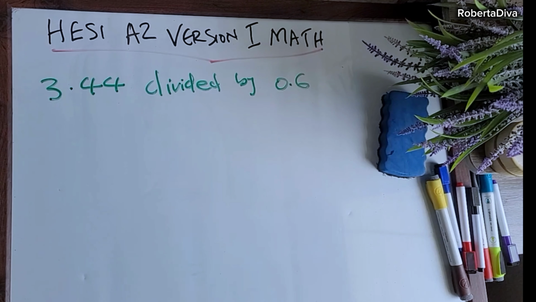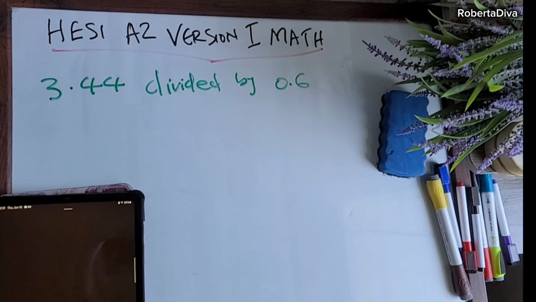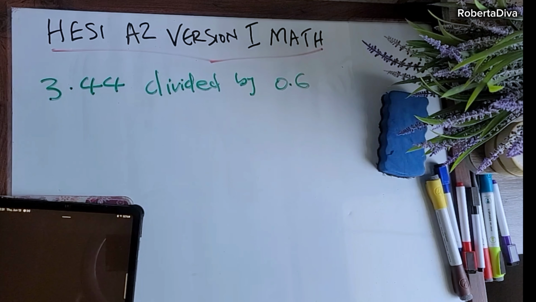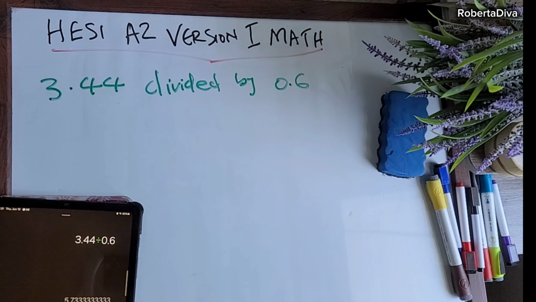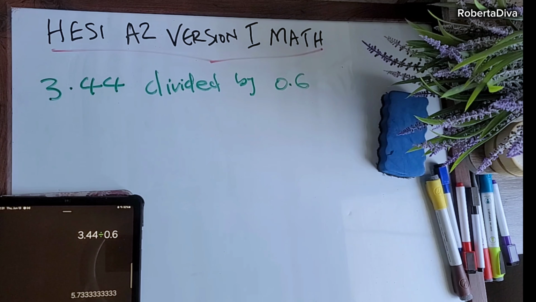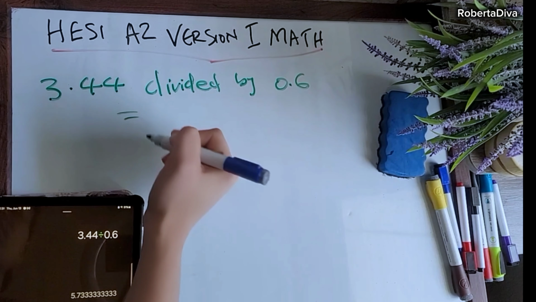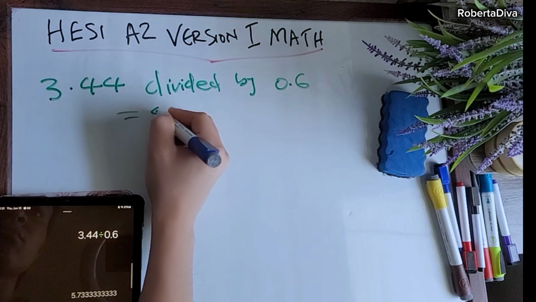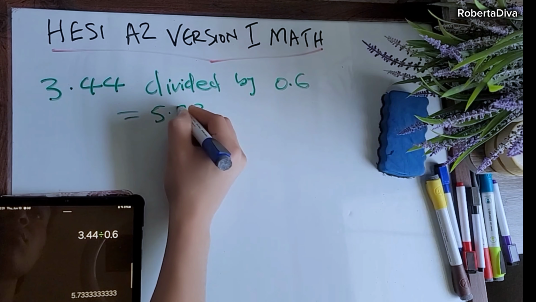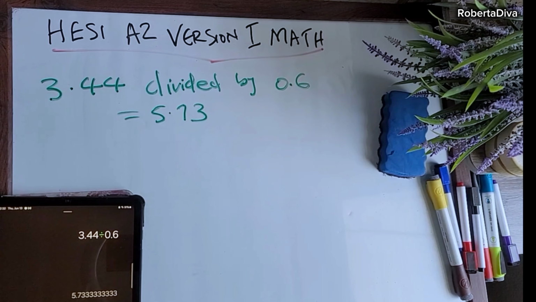Let's try this one. This one, oh my gosh, this one is the easiest of them all, right? 3.44 divided by 0.6. The answer is 5.73. Okay? Don't tell me you still have a question with this, because this is the easiest question in the exam. You can probably find it in the exam, so please don't tell me you have a question with this one.